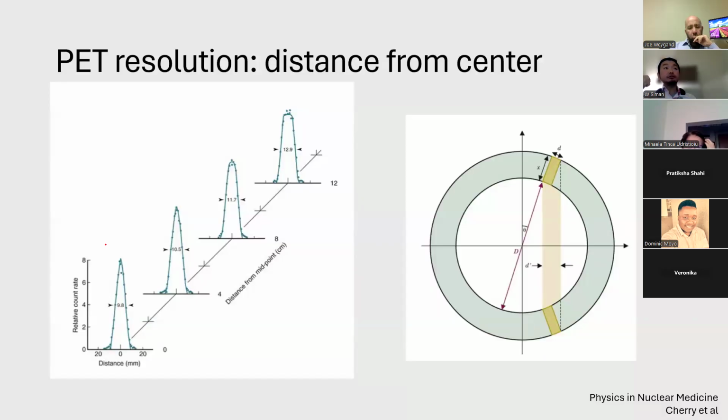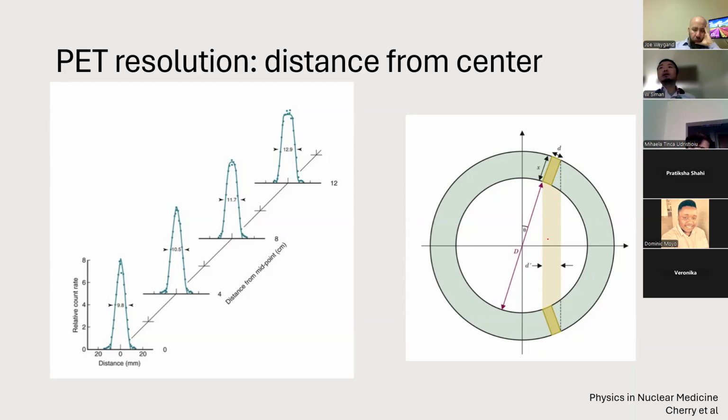The spatial resolution is the best at the center. However, SPECT degrades faster as it goes away from the center. The reason is that it's governed by the collimator, right? As you move away from the center, you start increasing the distance from your collimator. So in PET, it doesn't happen as quickly because you do not have a collimator.